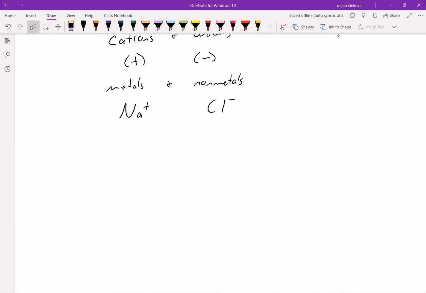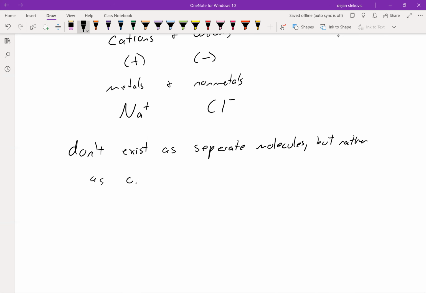And so unlike molecular compounds, which exist as separate molecules, ionic compounds don't. So they don't exist as separate molecules, but rather as crystals with repeating units.